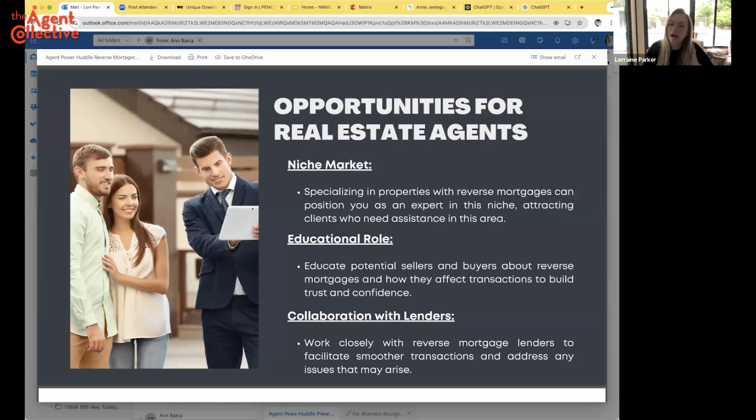Now, specializing in properties in reverse mortgage can put you in an expert in this niche area because there aren't a lot of people who are willing to do listings or reverse purchases, which reverse purchase is like the coolest thing, guys. But this is about listings, so we won't get into that today. But we will get into that.